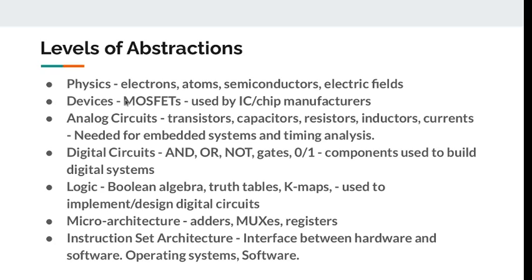And we have the device level, that's the MOSFET, so that's used by the chip manufacturers. We also have the analog circuit, transistors, capacitors, resistors that need to control, and in embedded systems, they do the time analysis. And with these abstractions, abstracting these levels here, we have the digital circuit. So we have the logic gates that we're gonna see in the future classes. It's the components used to build the digital system. So the AND gates, the OR gates, the NOT gates.